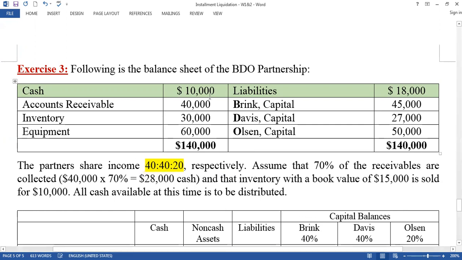Now, before we had $10,000 on hand. Now $28,000 is going to be added, right? Now we can pay the liability.